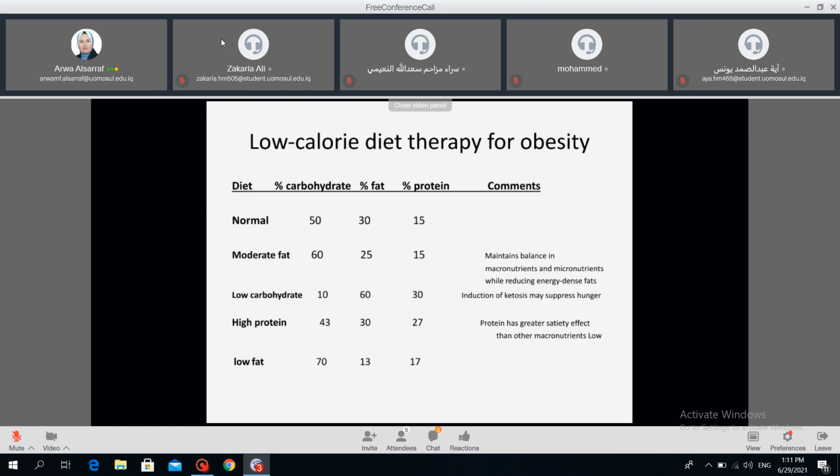The other type of dieting depends on what is called a high protein diet. In this case, the carbohydrate will be a little bit decreased, the fat will still be high, and protein will also be high. And the other type of diet is the low fat diet, which increases carbohydrates and decreases the percentage of fat. Of course, each different type of diet has its own advertising. The patient should choose the one that he can tolerate and perform.